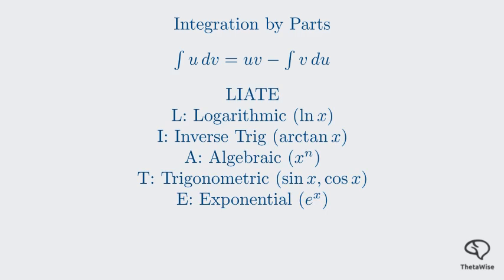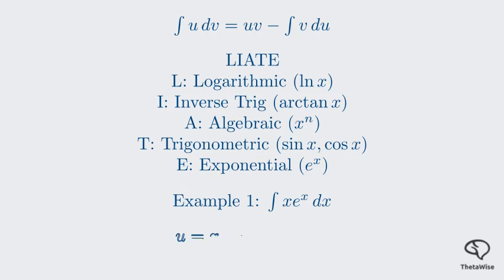Consider the integral of x times e to the x. We want to evaluate the integral of x e to the x dx. Using LIATE, x is an algebraic function and e to the x is an exponential function. Since A comes before E, we choose u equals x. So we set u equals x, which means du is dx. The remaining part, e to the x dx, must be dv. Integrating dv gives us v equals e to the x.